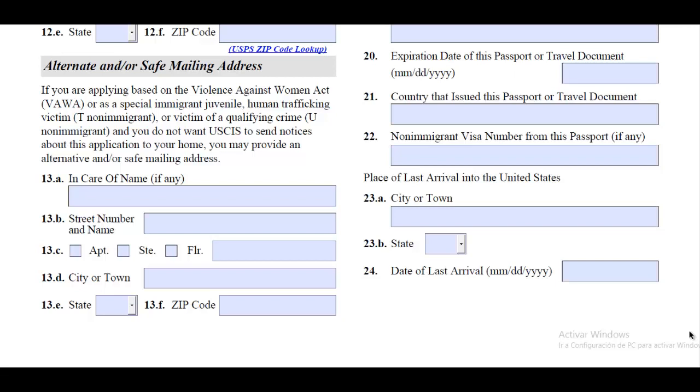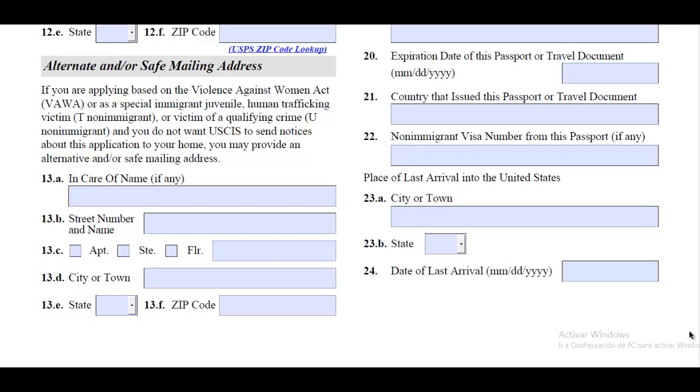If you came before April 30, 2013, you will probably find a white I-94 card stamped in your passport. If you came after that date, April 30, 2013, by air or sea, you were most likely not given an I-94 card, so you have to get the I-94 number online at the CBP I-94 retrieval website. Have your passport number ready.